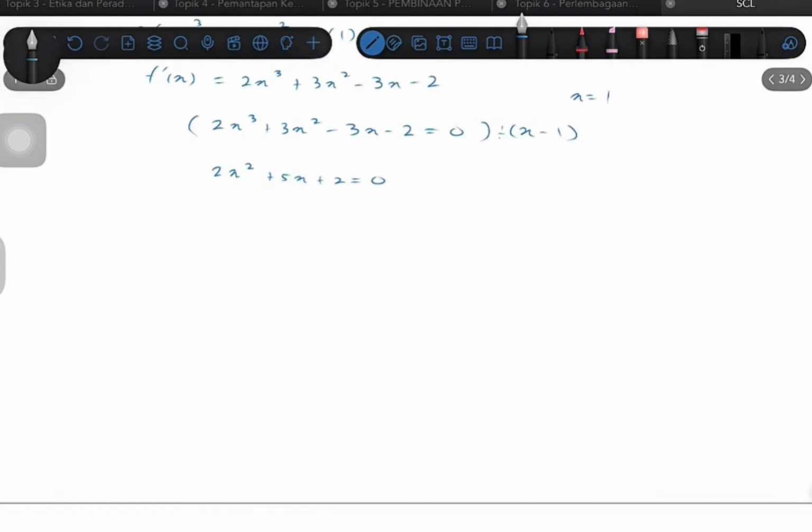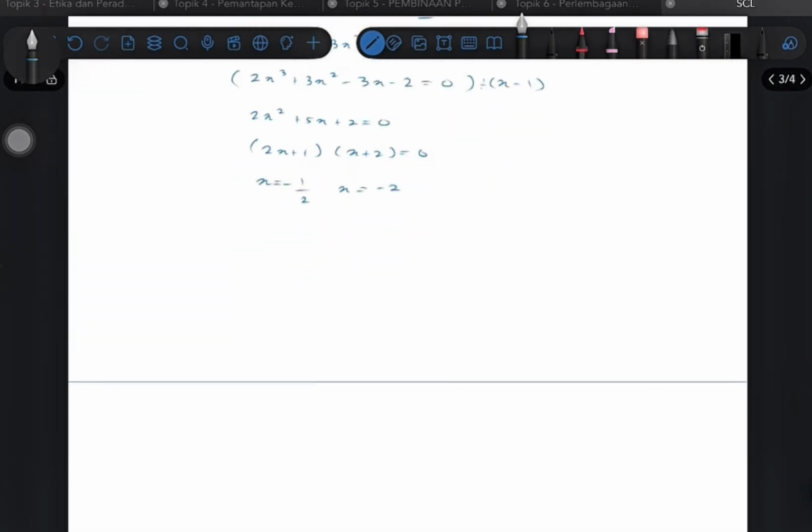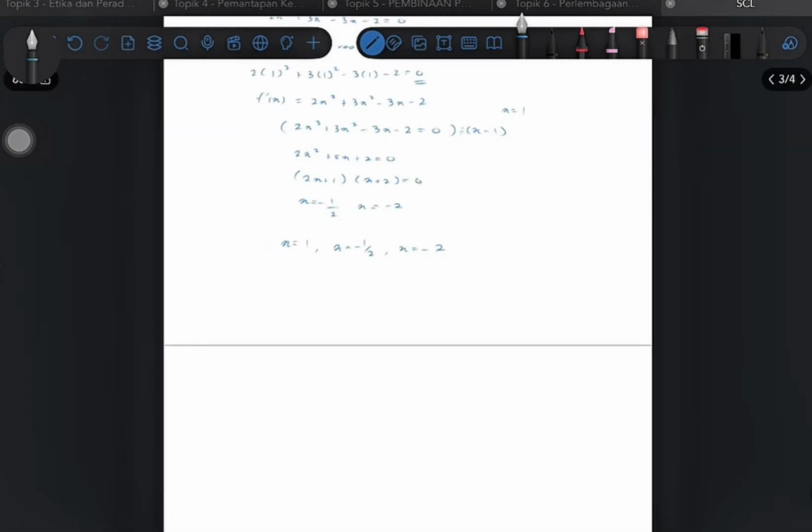So we do some factorization for this equation. We get (2x plus 1)(x plus 2) equals 0. So the values of x are negative 1 over 2 and negative 2. So the critical points are x equals 1, x equals negative 1 over 2, and x equals negative 2. So we get the critical points.